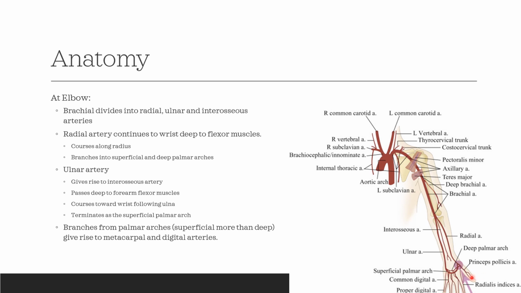So here we see the metacarpal arteries are going to feed the proximal portions of our hand, whereas the digital arteries are going to feed the fingers.